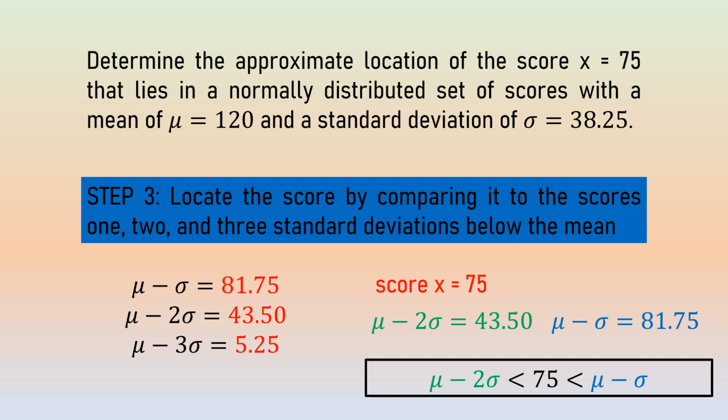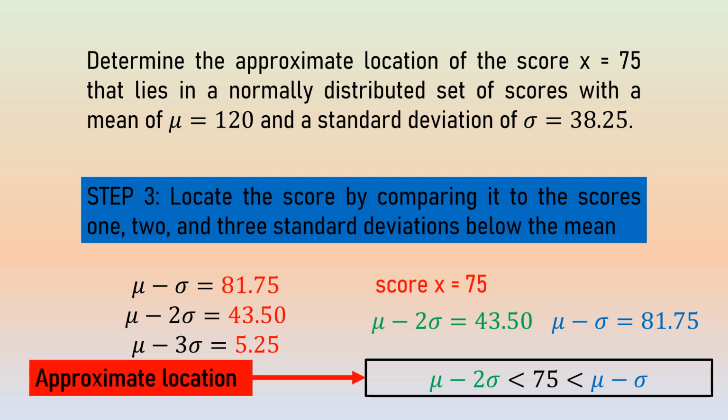Now in this problem, it is important to note that we are not looking for the exact location of the score x equals 75. What we are looking for is only the approximate location of the score x equals 75. And we've found that x equals 75 lies between 2 standard deviations below the mean and 1 standard deviation below the mean.